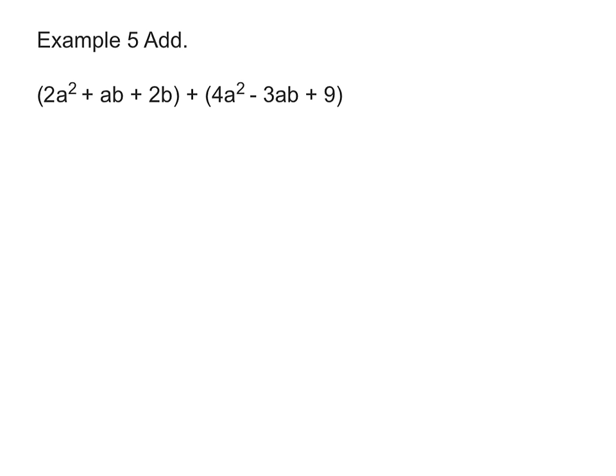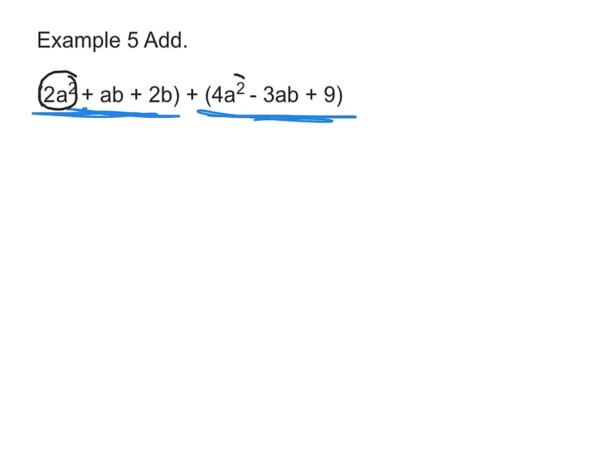Now, in example 5, it just wants us to add these. In this, the parentheses are really extra. The reason the problem is written this way is we're saying this is one polynomial and this is added to it. The parentheses just let us know that each one of these is an individual polynomial. So really what we need to do here is just simplify like terms.